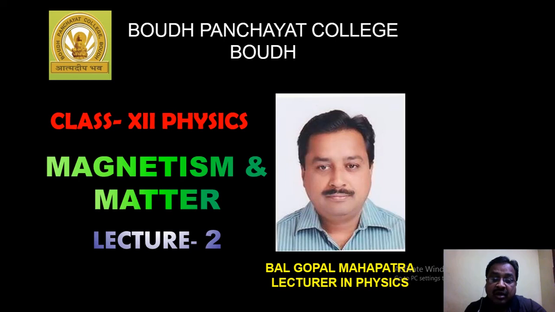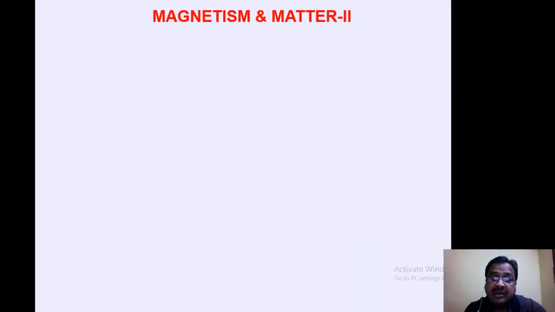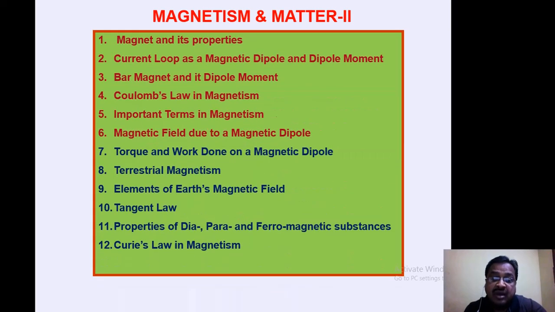Today we will discuss the different aspects in connection with magnetism and matter. The second part we will take up. As we have discussed in your last class, what is the magnetic field due to a magnetic dipole. We had found the different expressions, what is the magnetic field intensity due to an axial point or at an equatorial point. Today we will discuss what is the torque and work done on a magnetic dipole to begin with.